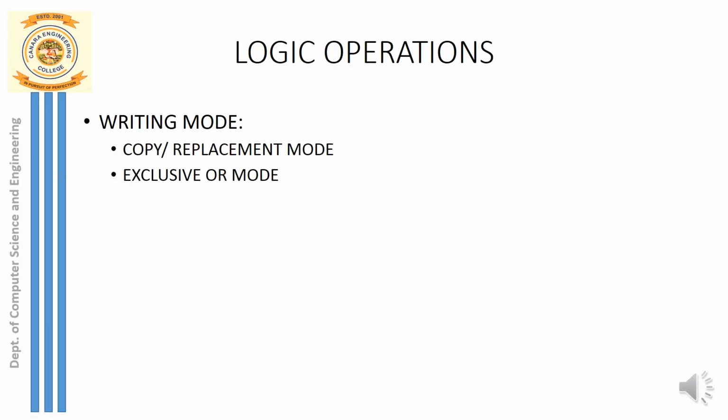Let us discuss the logic operations. The logic operations here we make use of for assigning color. So we have two writing modes, or two modes of assigning color. One is the copy mode, or you can also call it the replacement mode, like copying the color or replacing the color. And the second mode is XOR mode, or exclusive OR mode. So these are the two writing modes, or we can call them logic operations. We will see some examples.